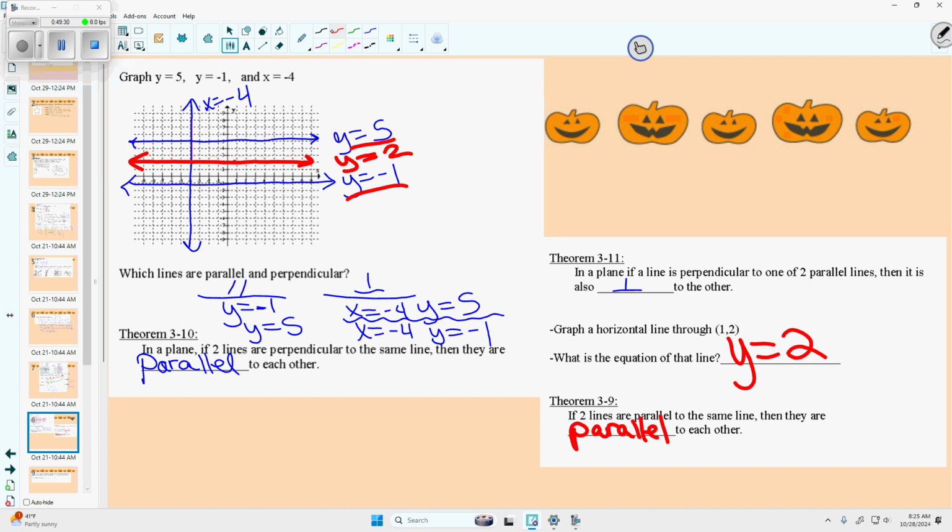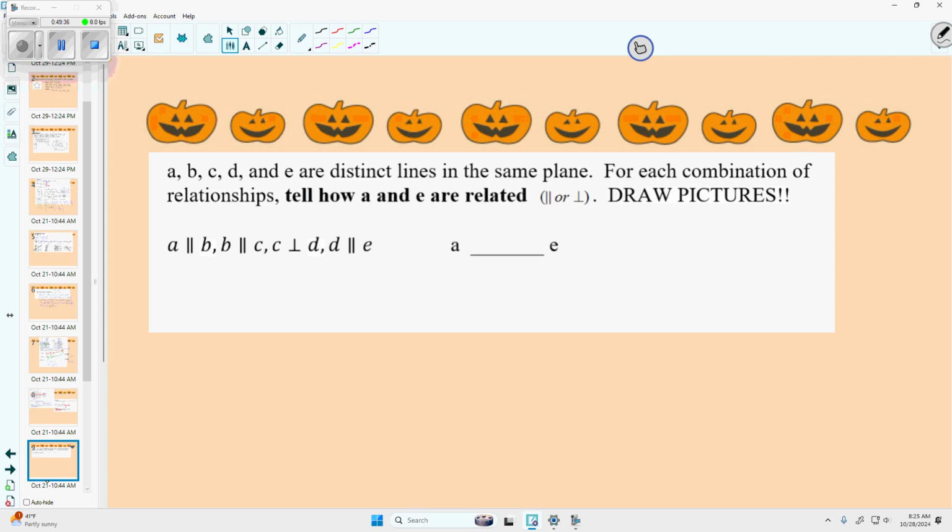All right, turning to the top of the next page. We have ones like this in your homework as well, so I want you to pay attention to what we have to make a decision on. A, B, C, D, and E are distinct lines in the same plane. For each combination of relationships, tell how A and E are related. They're either going to be parallel or perpendicular. We get to pick what we want to do to sketch right now.